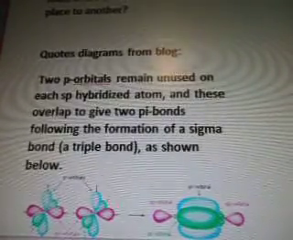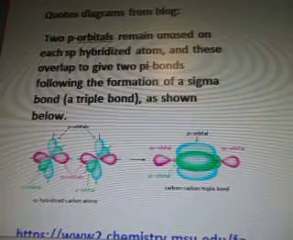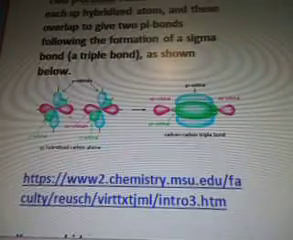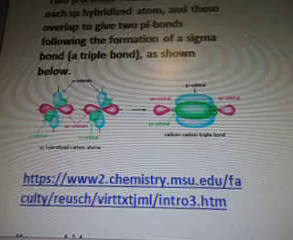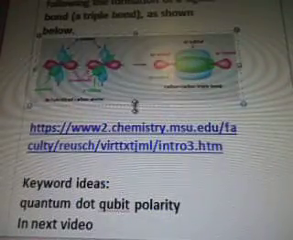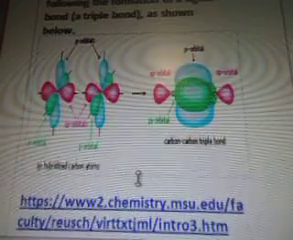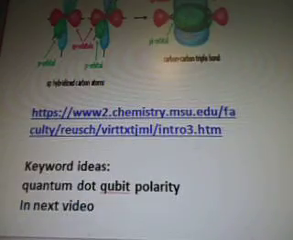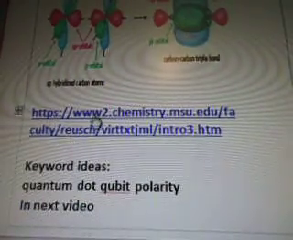Quotes and diagrams from the blog. 2 p-orbitals remain unused on each sp hybrid atom, and these overlap to give 2 pi bonds following the formation of a sigma bond. A triple bond is shown below. Okay, I'll make this a little bit bigger so we can see this. So we have the p orbitals here, sp orbitals and p orbitals there. So sp hybridized carbon atoms, and this is pi orbital, sp orbital, pi orbital, carbon to carbon triple bond. And that's from the blog.